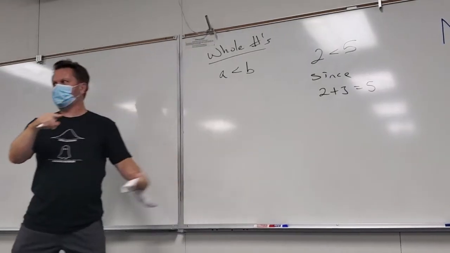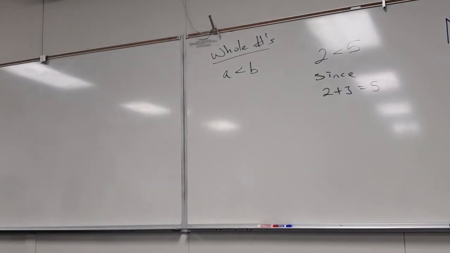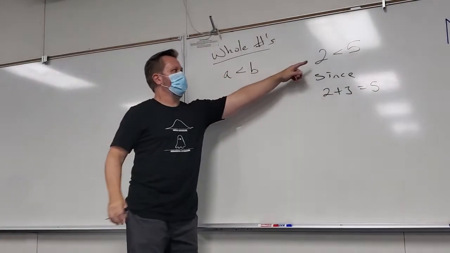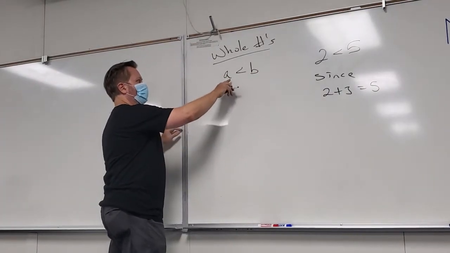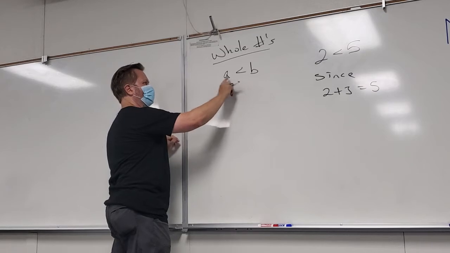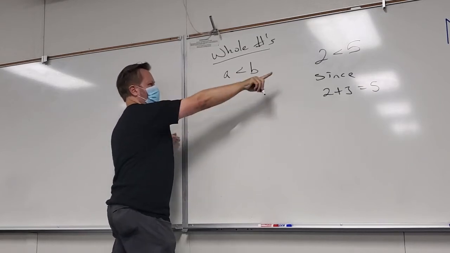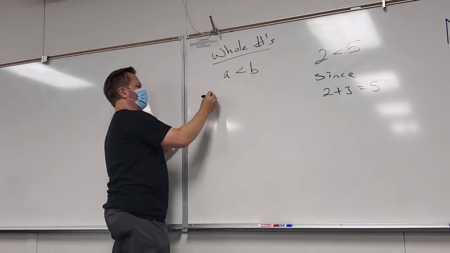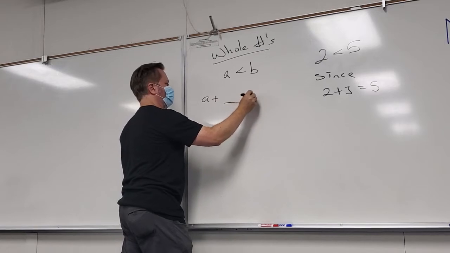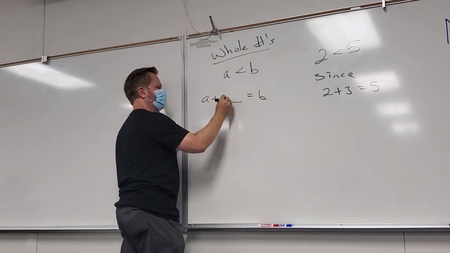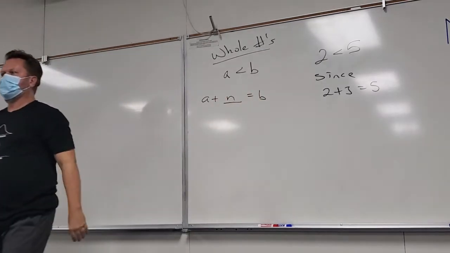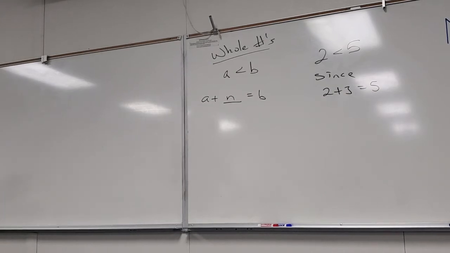If A is less than B, same way here. What does that mean must be true? What must be true about A? If A is less than B, A needs something to... Good. A needs to have something added to become B. Let's call this N. We'll call that N for number, right? Why not?